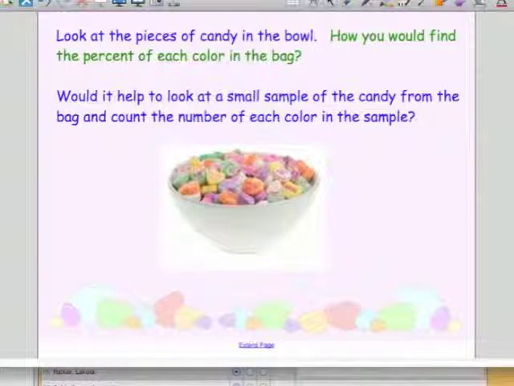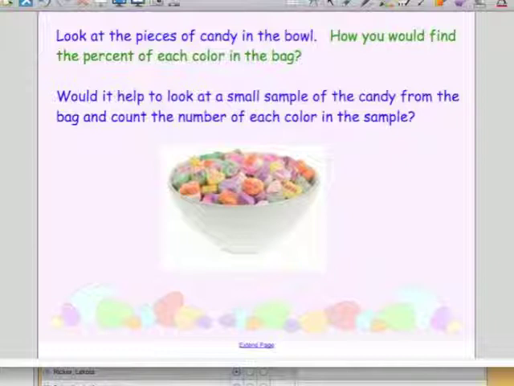I want you to look at the pieces of candy in the candy bowl today. How could you find out the percent of each color in the bag of candy that I put in the bowl? What are some methods that you think you could use? Do you think you would just separate one at a time, all of them, and count them up? Do you think it's somewhere in the bag, maybe, that it says it?